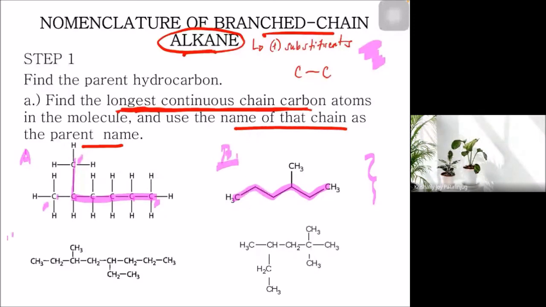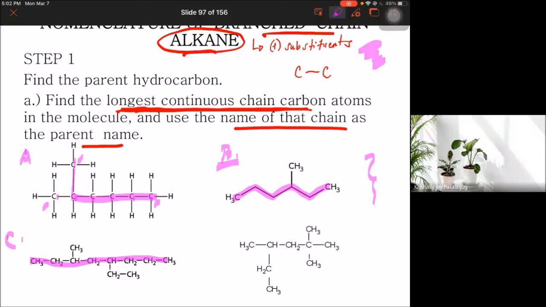What about letter C? The longest chain here is the straight one. Sorry, my highlighting was not straight. Okay, going back. So, the longest chain is that one. There's no other. When you try to look for the longest continuous chain, that's it. And letter D, what is the longest chain here? You tell me. 5? Are you sure it's 5? 6. Okay, very good. It's 6.